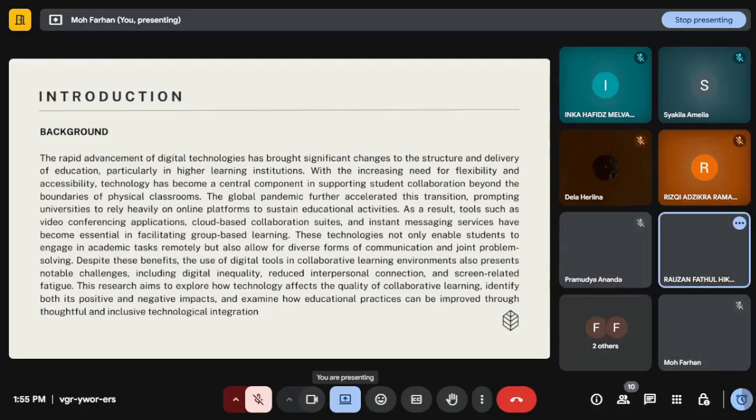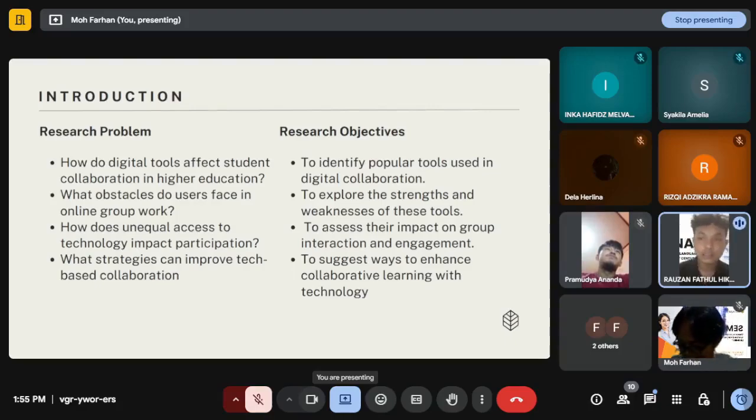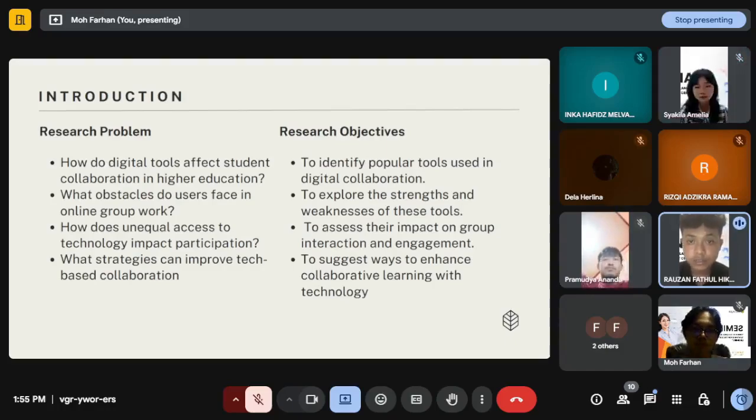This research aimed to explore how technology affects the quality of collaborative learning, identify both its positive and negative impact, and examine how educational practice can be improved through thoughtful and inclusive technological integration. Okay, the research problem is how do digital tools affect student collaboration in higher education, and what obstacles do users face in online group work, and how does unequal access to technology impact participation, and what strategies can improve tech-based collaboration.